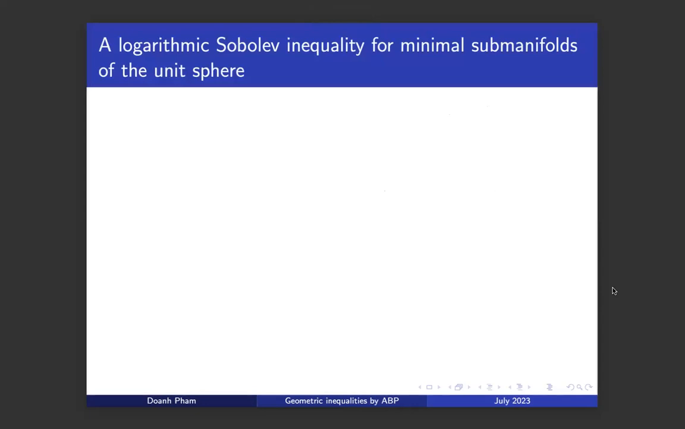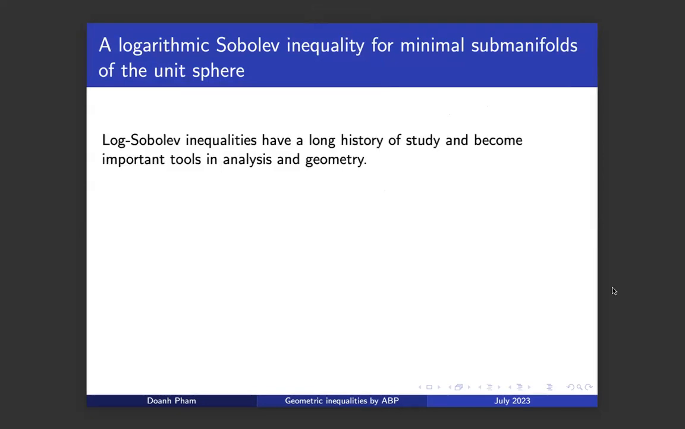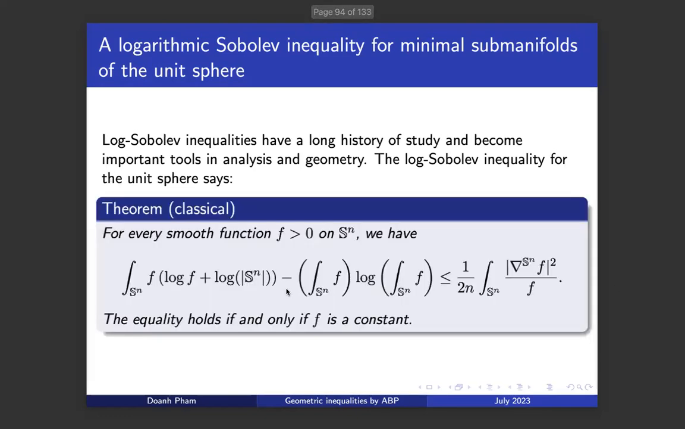So next, we are going to look at logarithmic Sobolev inequality for minimal submanifold of the unit sphere. Log Sobolev inequalities are important in analysis and geometry. For example, the log Sobolev inequality for Gaussian space is essential in probability theory. The classical log Sobolev inequality for the unit sphere takes the following form.